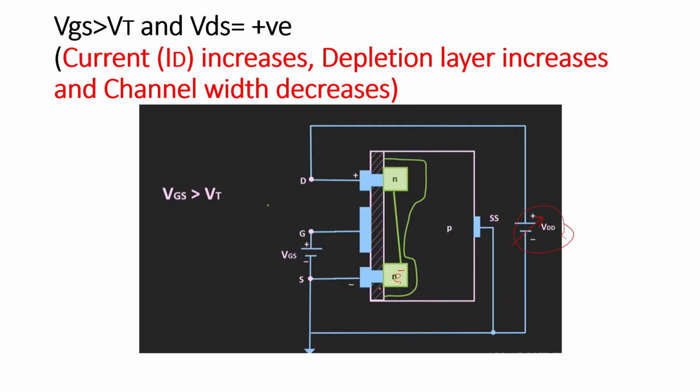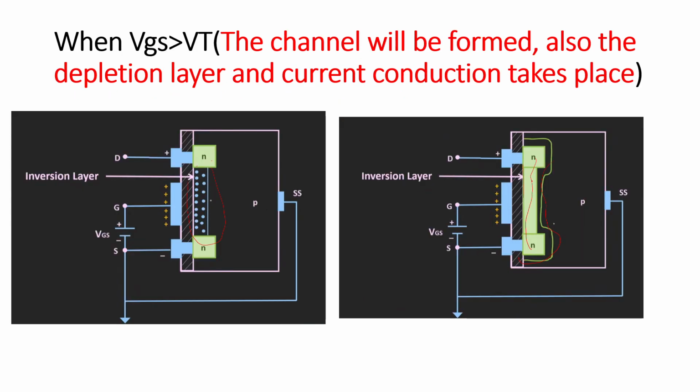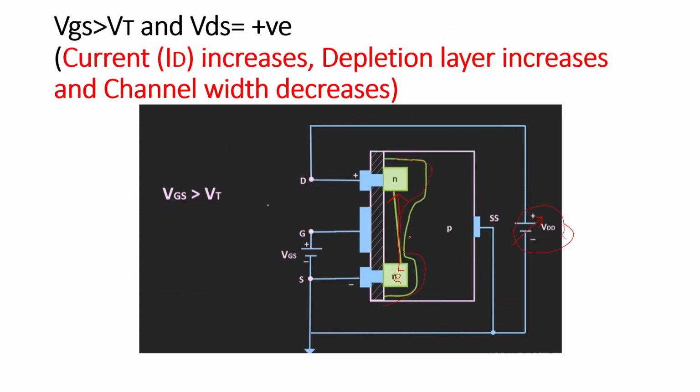It is more in the upper portion than the lower portion because the movement is in the upward direction, from source towards the drain. The depletion layer will be formed more near the drain terminal compared to the source terminal. When the depletion layer increases, the channel width decreases. If you see the previous diagram, the channel width is equal, and here the width is decreasing near the drain terminal.